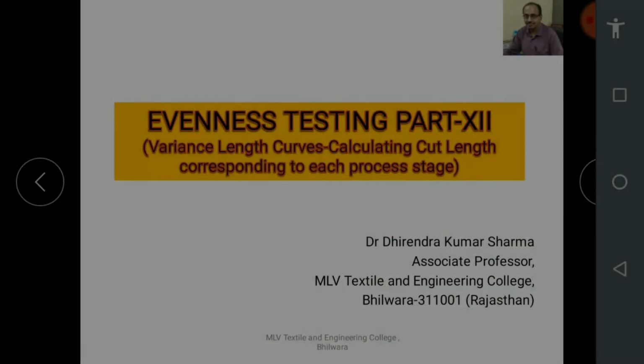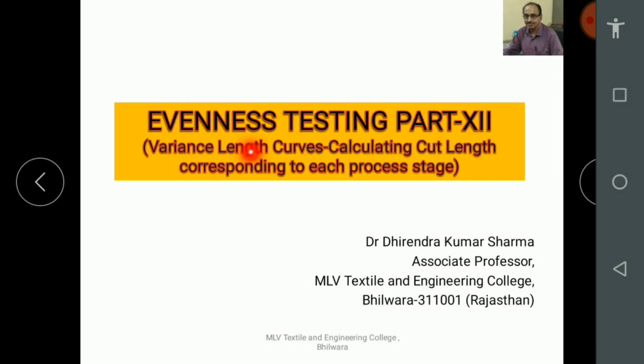Good morning, students. Today we will discuss variance length curves, how to calculate cut length corresponding to a given process. In the previous discussions we had discussed what is variance length having same amount of the irregularity, that is U% or CV% of the two samples might be same. However, the constituent of that irregularity might be different, means one might be having more amount of the short term periodic variations, another might be having more amount of the long term periodic variations.